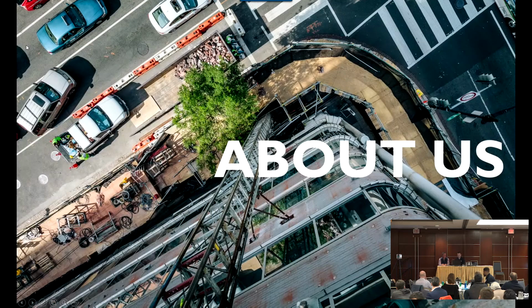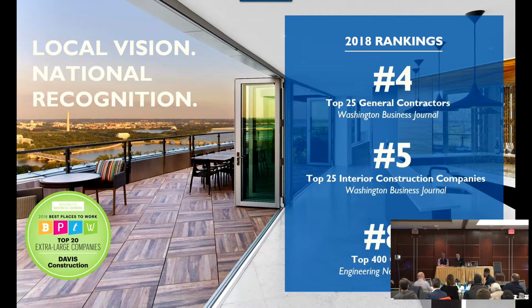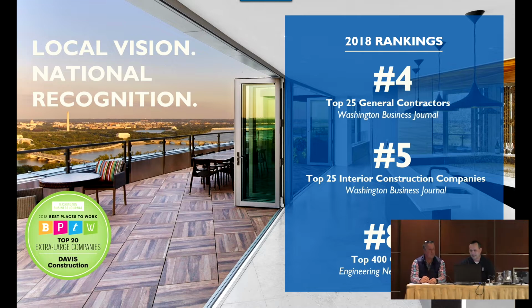So with that said, a little bit about Davis. We are a local national general contractor. We work Maryland, DC, Virginia. Those are our primary stomping grounds. But we do compete with a lot of national, international firms. We've been ranked one of the top 25 general contractors, and we're number 89 in the top 400 in ENR. So we get to work on a lot of awesome projects around the area.